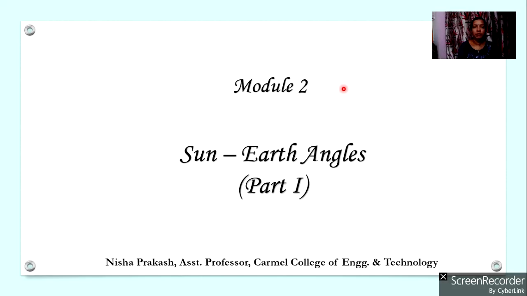In this lecture, we will be discussing the various Sun-Earth angles. In order to calculate the value of solar radiation at a particular location on the Earth, we need to know the values of certain angles. It is essential for calculating the solar radiation.